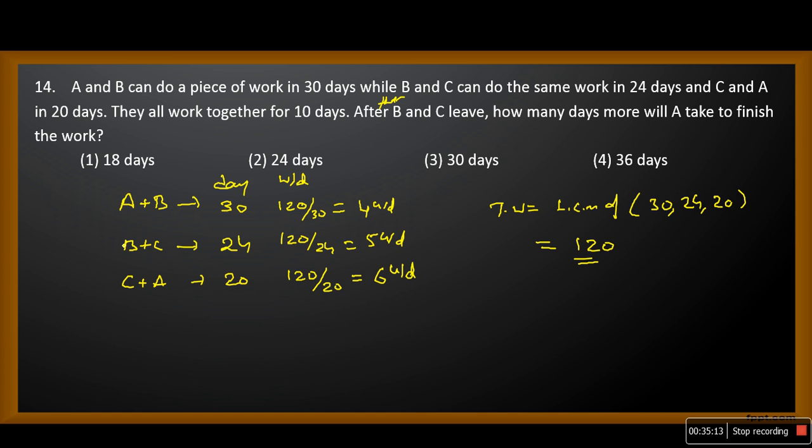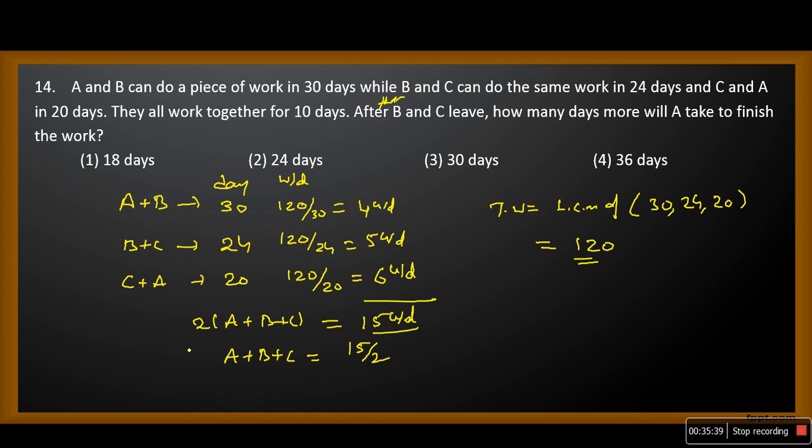With 2 times the efficiency of A, B and C, 2 times A plus B plus C, they're doing how many units of work per day? 15. 6 plus 4, 5 plus 4, which is equal to 15 units per day. Now, with 1 time the efficiency of A, B and C, how many units of work do they do per day? 15 by 2.